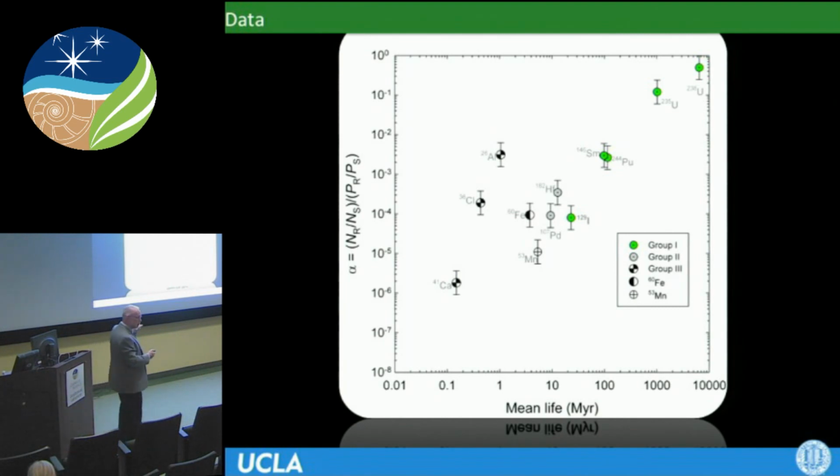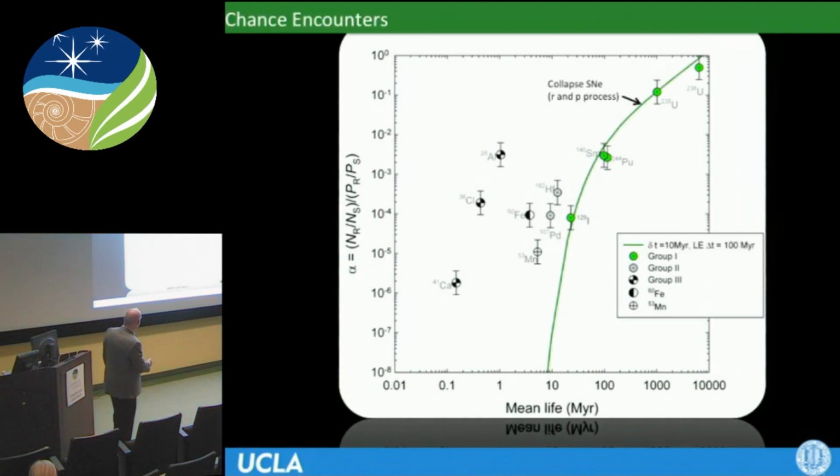So I've got them grouped, you'll notice, by symbol and color, because I'm about to show you how they group in terms of that model that I was just showing you for chance encounters with different sources. For example, we can put a curve through the long-lived isotopes like uranium, samarium-146 and iodine-129, a single curve through those that corresponds to a beat rate of every 10 million years and a delta T of 100 million years since the last time that happened.